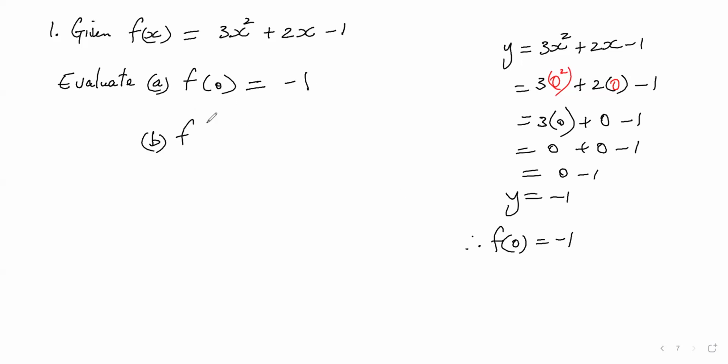All right, so next one, f of 2. F of 2, go ahead. Everybody, f of 2. So wherever you see x, you're going to put 2. Where's Sahai?